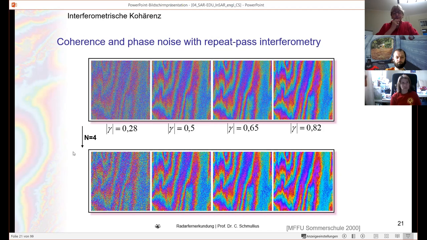Here there's something, I think you do that in the practicals, the number of looks. You can filter a little bit to improve the quality of the interferogram, and that is being done when you have repeat pass data and you want to produce an elevation model. Then you go through such a filtering process, perhaps even with a very small coherence, to be able to produce elevation lines.